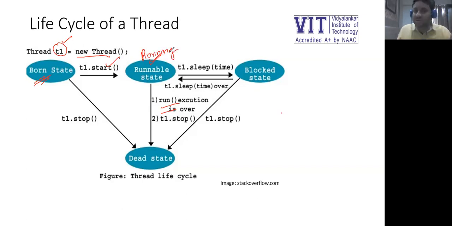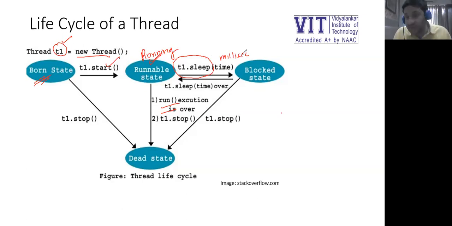Now we can block the thread. How? If we block the thread using the sleep method, we specify the time in milliseconds. My thread will remain blocked for the specified number of milliseconds. Once those milliseconds have lapsed, it will go back to runnable state, meaning it will go back to the ready queue.